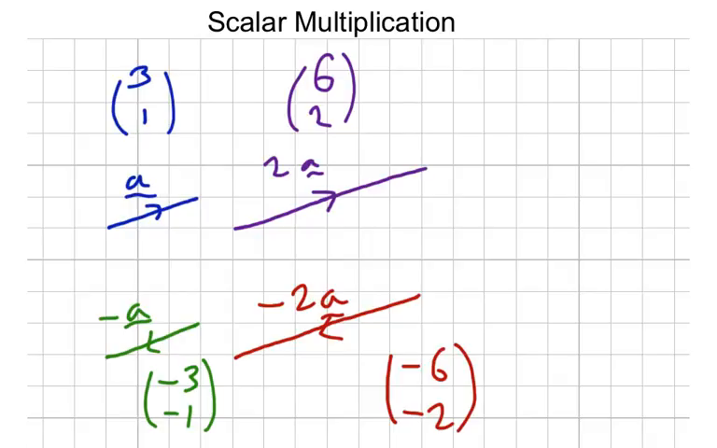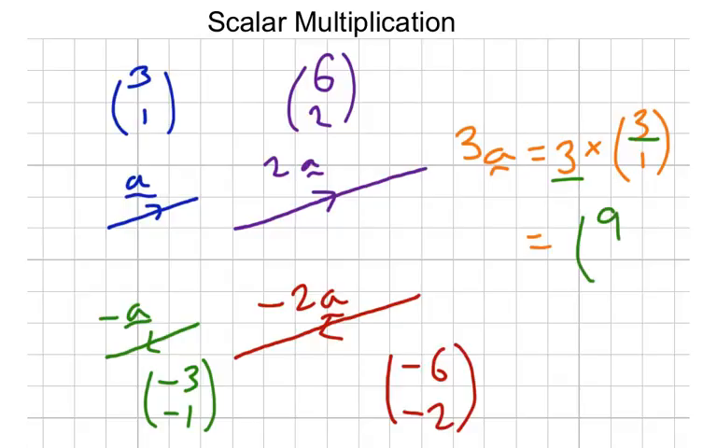And what you should notice here is that for our original vector, if we were to want to do 3a, for example, we just do 3 times our original vector. So we do 3 times 3, which gives us 9. And then we do 3 times 1, which gives us 3. So if we want a scalar multiple of a vector, all we do is multiply the scalar by each of the components of our column vector.